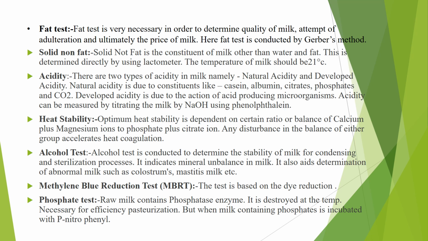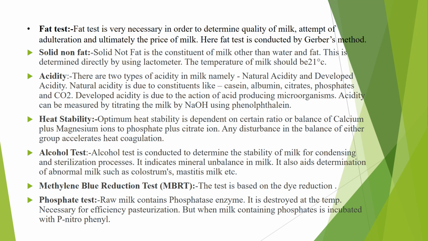Next is the acidity test. There are 2 types of acidity in milk, namely natural acidity and developed acidity. Natural acidity is due to constituents like casein, albumin, citrates, phosphates, and carbon dioxide. Developed acidity is due to the action of acid-producing microorganisms. Acidity can be measured by titrating the milk with NaOH using phenolphthalein.